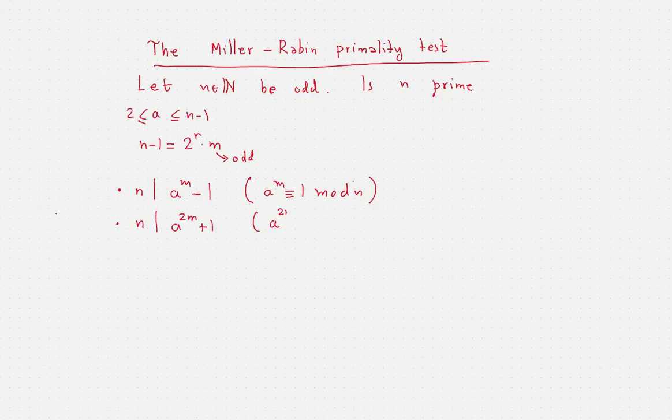And we go all the way to n dividing a to the 2 to the r minus 1 times m plus 1, which is the same thing as asking whether a to the 2 to the r minus 1 times m is congruent to negative 1 mod n.